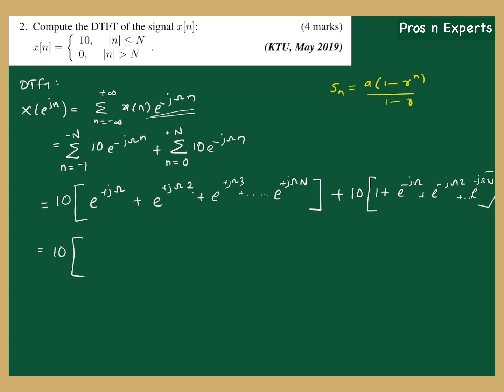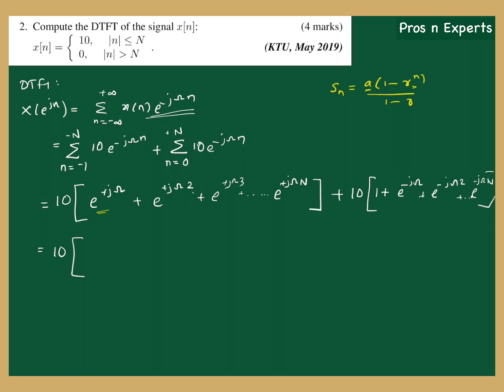Okay. So what is the first term of this GP? A is e raised to j omega. What is the common ratio r? The common ratio r is again e raised to j omega, because e raised to j omega 2 divided by the previous term e raised to j omega gives you e raised to j omega itself. So r is equal to e raised to j omega.